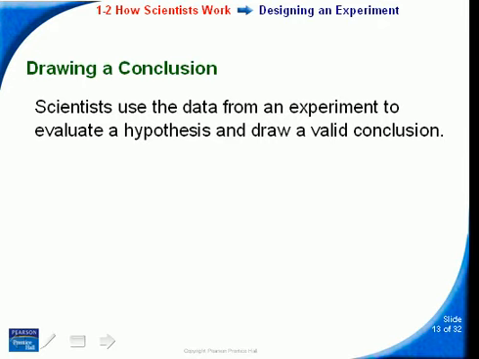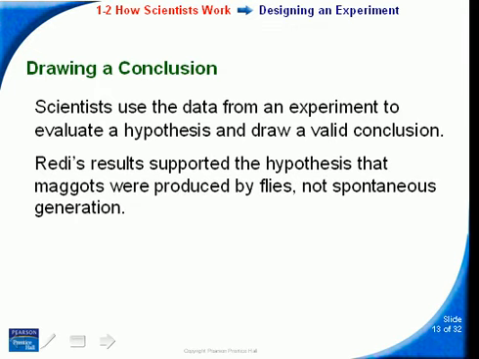Then what the scientists do is they use the data from the experiment to check the hypothesis. They go back and say, is the hypothesis correct? And they draw the conclusion from it. And Redi's observation showed that the maggots were produced where there wasn't gauze, and where he saw flies land. So his results supported his hypothesis that it was produced by the flies and not by spontaneous generation.